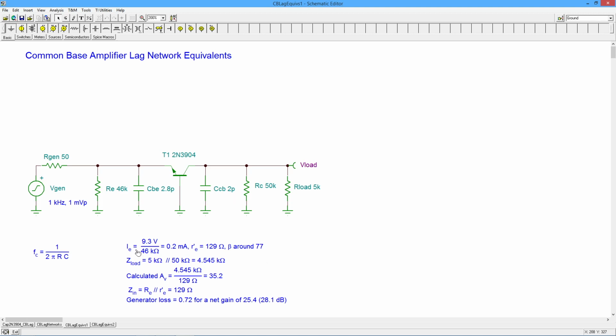Now, I put this down here just as a reminder of what we had. Primarily, we needed the Z in, which is 129. So that 129 is sitting out here. So you've got 129 in parallel with 46K in parallel with 50 ohms. That's the input resistance. The capacitance is this 2.8 pico. On the output end, we have the 50 and the 5K, around 4.5K. You've got 2 pico for this capacitance.